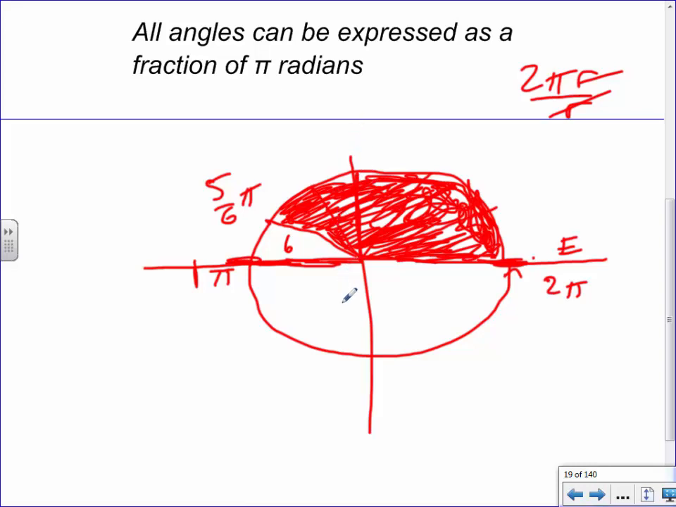How many degrees is this going to be about? It's actually 150. Because you can see that it's more than 90, right? 90 degrees would be right here. This is 180 degrees right here. This is actually going to be 150 degrees.